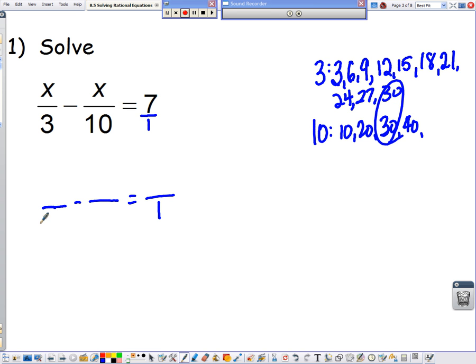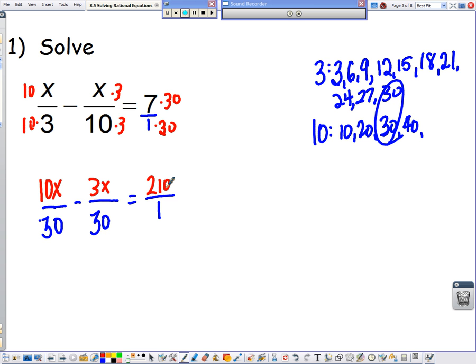So we're going to change these denominators to 30. You're basically going to ask, 3 times what will give us 30? We multiply 3 times 10 to give us 30. Remember, whatever we do to the bottom, we have to do to the top. So the top gives me 10x. 10 times 3 gives me 30, so I multiply the top and end up with 3x. Then 1 times 30 gives me 30, so I multiply the top times 30. So 7 times 30 gives me 210. So 10x minus 3x gives me 7x over 30 equals 210. Oops, this should have been over 30.